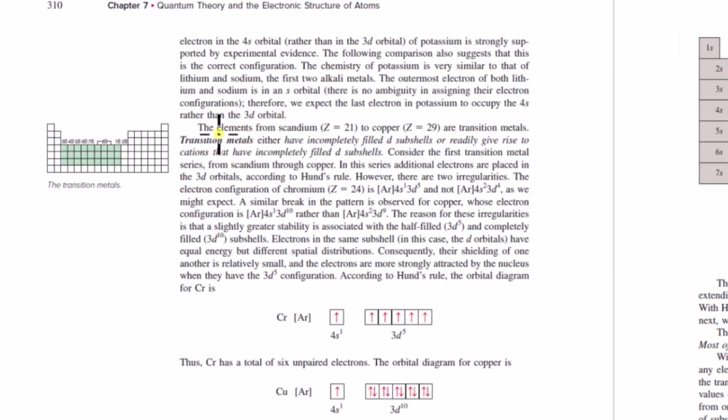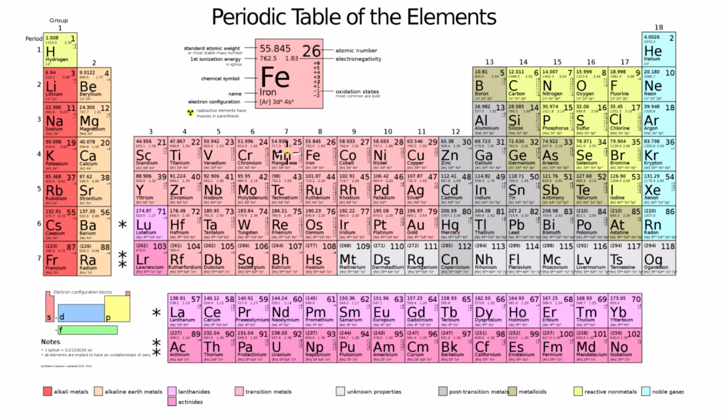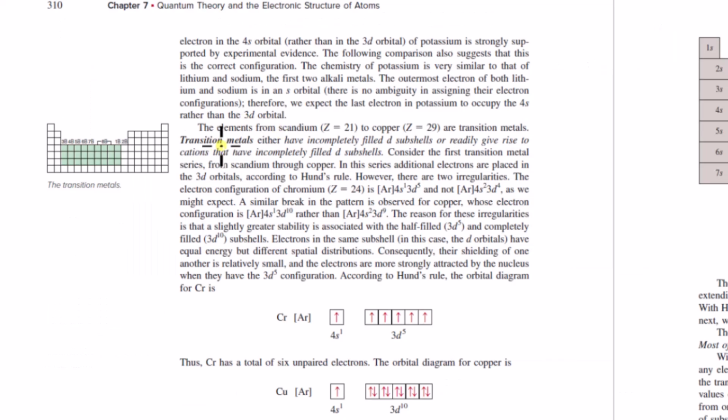All right, the elements from scandium to copper are transition metals. So from scandium to copper, these are the transition metals. You notice it's the pink here. Technically, these aren't. These gray ones are post-transition metals. So what makes something a transition metal? They either have incompletely filled d subshells or readily give rise to cations that have incompletely filled d subshells.